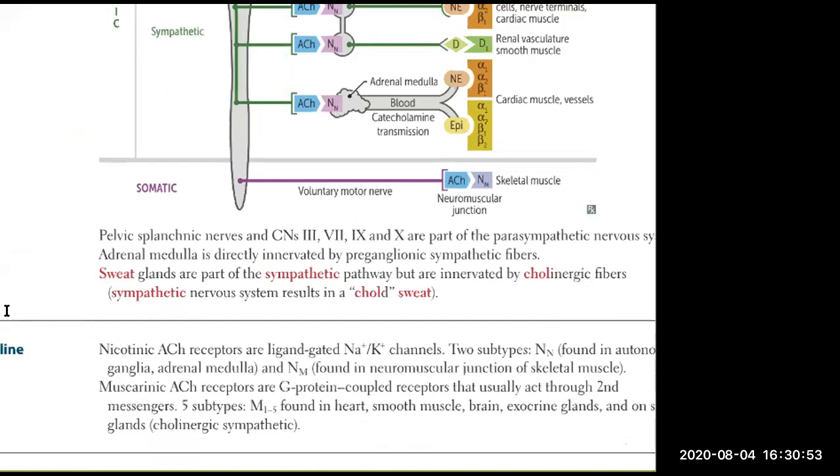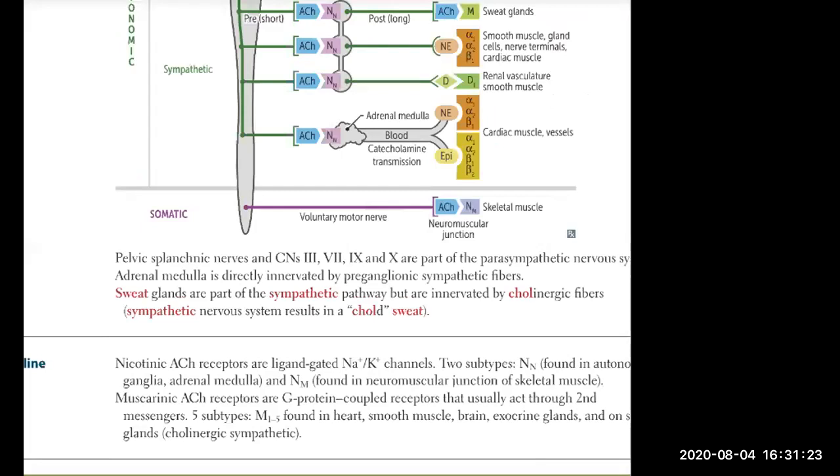I will just leave this part right now and complete it with you, so you understand this whole picture and this line as well. I've told you that the adrenal medulla is directly innervated by preganglionic sympathetic fiber. So this is a preganglionic one. And sweat glands are a part of the sympathetic pathway, but are innervated by cholinergic fibers. That's what I told you over here.